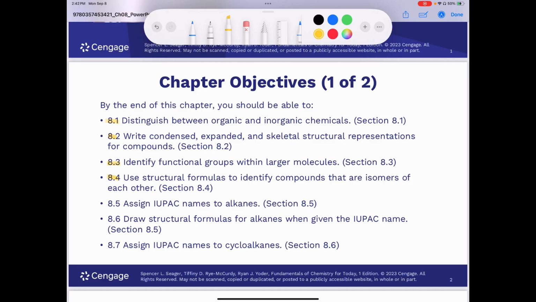So you have to be able to identify isomers. Assign IUPAC names to alkanes. So IUPAC is the International Union of Pure and Applied Chemistry. Draw structural formulas for alkanes when given an IUPAC name. Assign IUPAC names to cycloalkanes. So those are just alkanes that are cyclic.